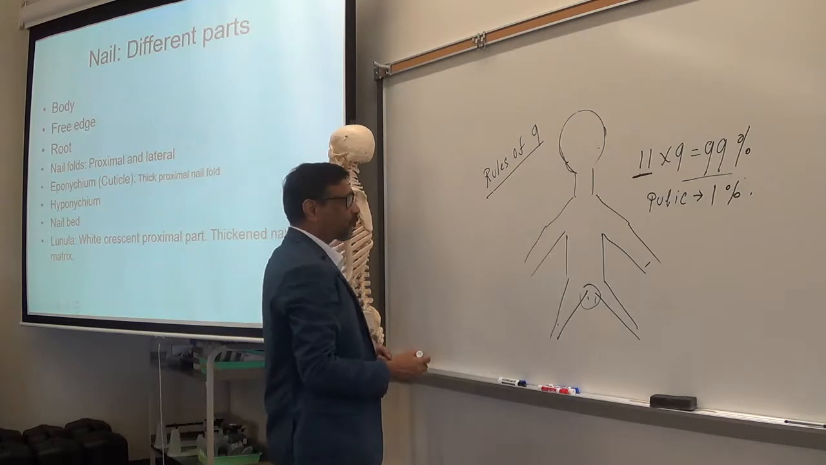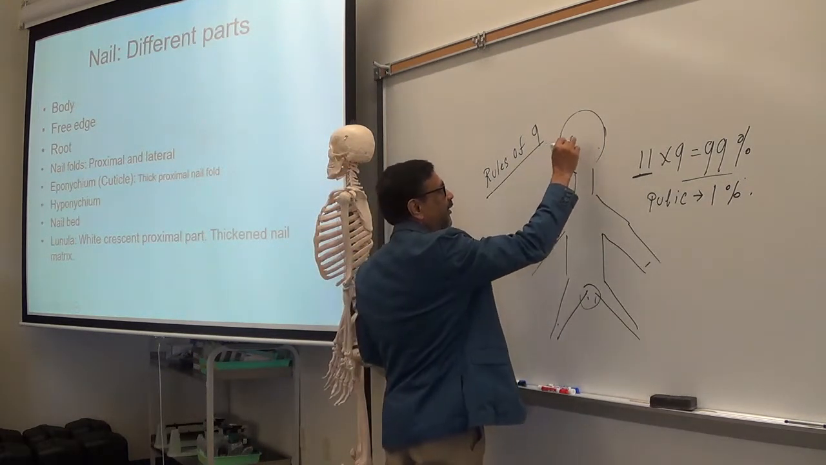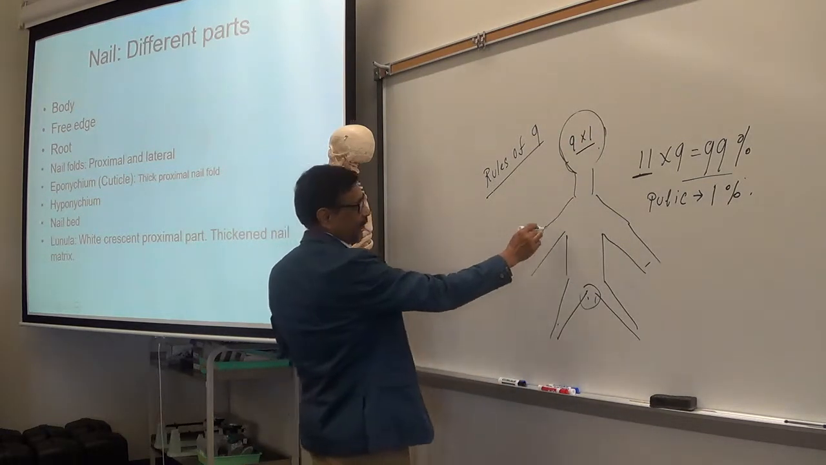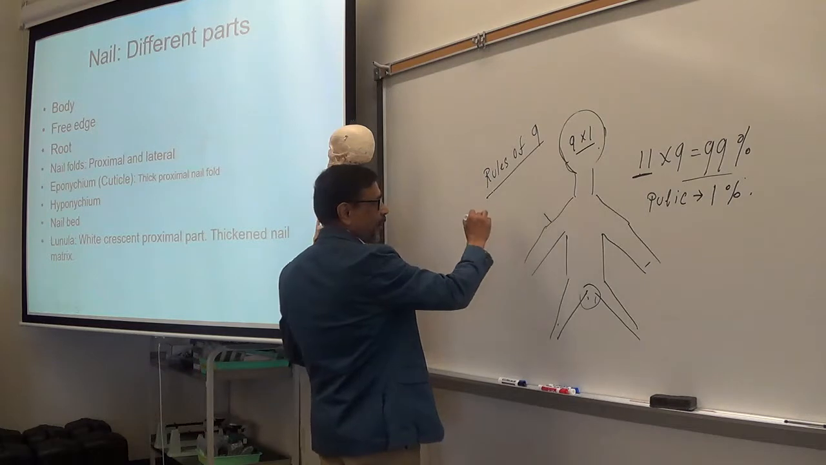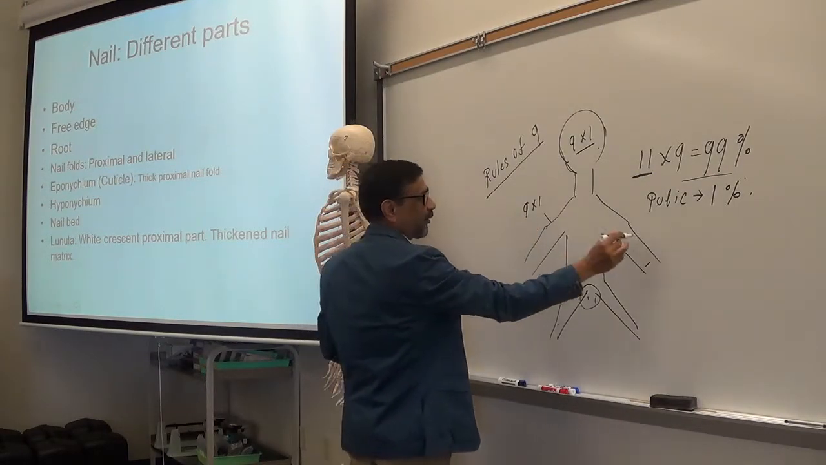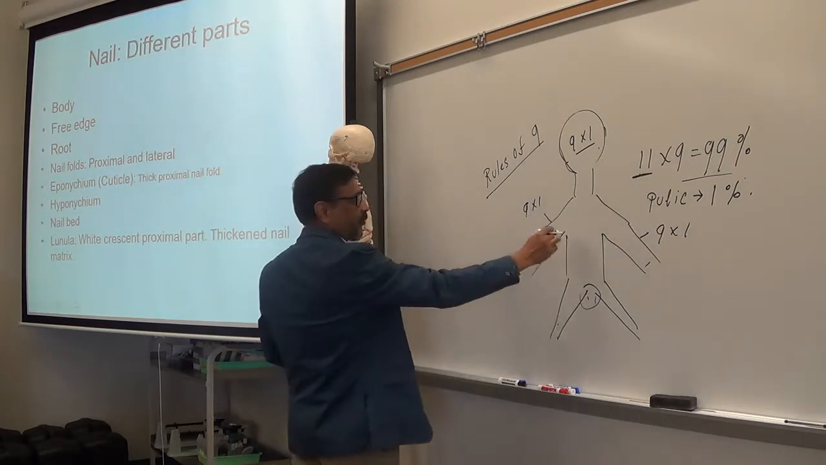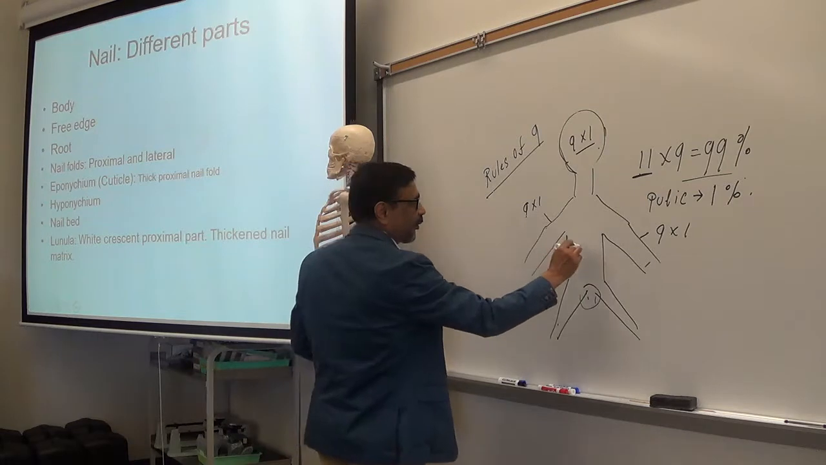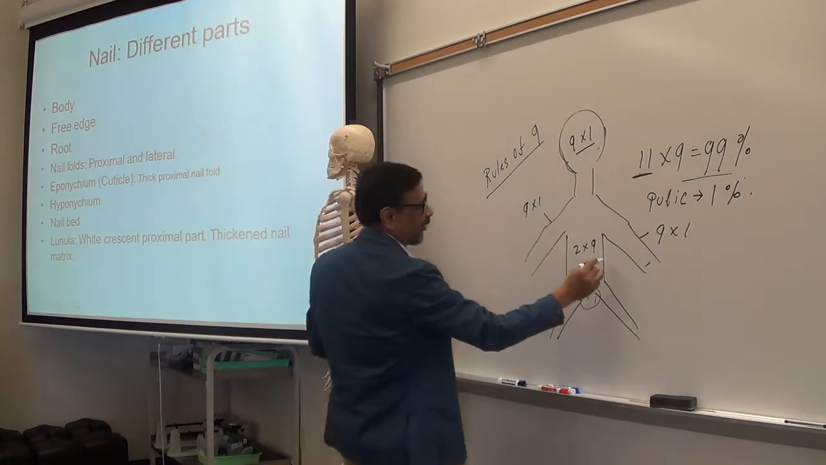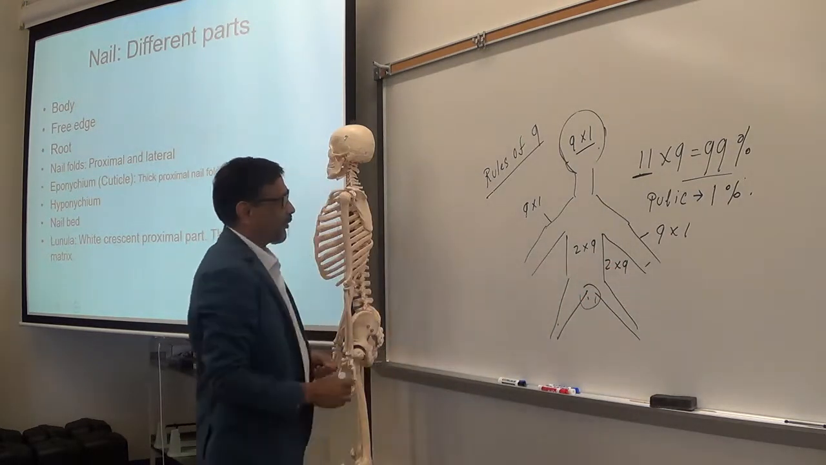Okay. So first, the head is 1 nine. Then upper limb, 9, 1 nine each. The front of the trunk, 2 nines. Back of the trunk, 2 nines.